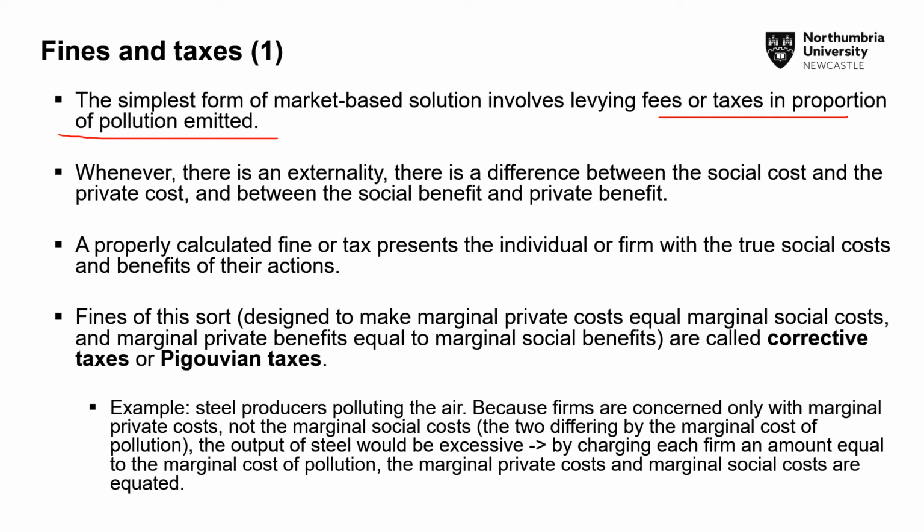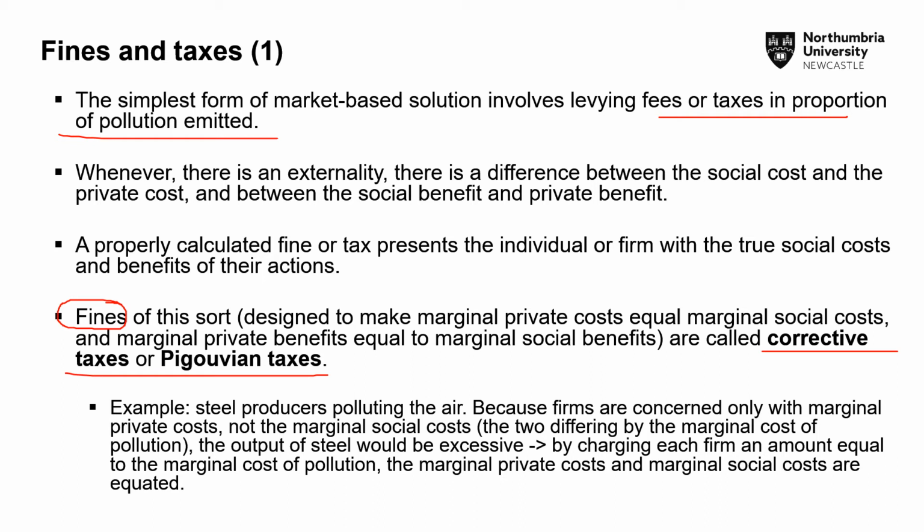What it essentially does is it makes the marginal private cost equal to the marginal social cost of pollution, and also the marginal private benefits equal to the marginal social benefits. So essentially what we do is we impose a fine, which is then a so-called corrective tax or a Pigouvian tax. Okay, so here is an example.